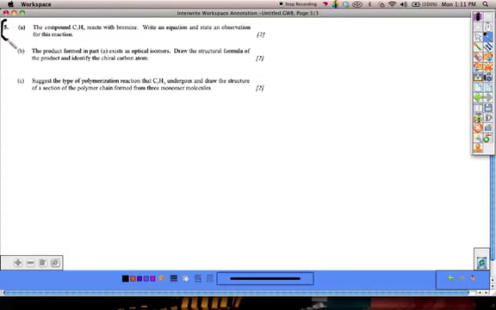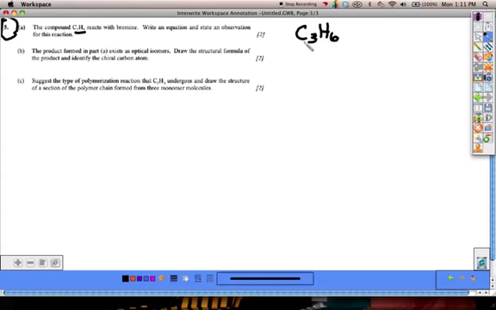Question 5 of the final review is asking us to look at C3H6 and how it reacts with bromine. And then we're supposed to write the equation and state an observation that we would see with this reaction. So we can think about first, C3H6, what would that look like?